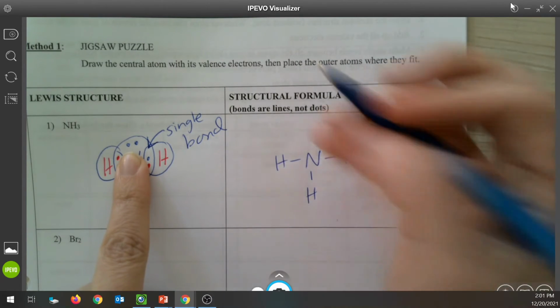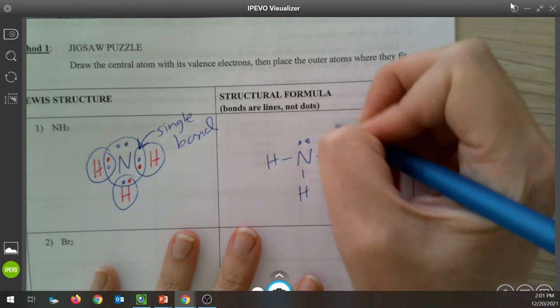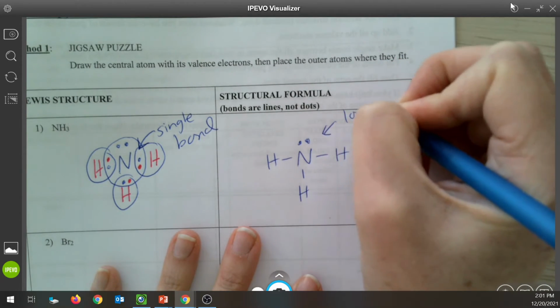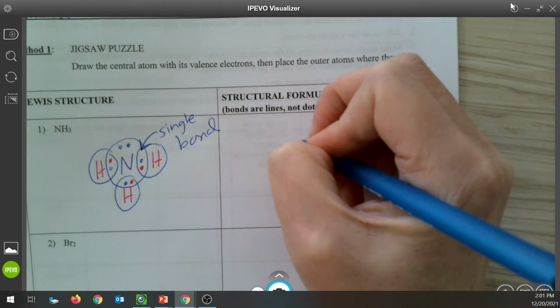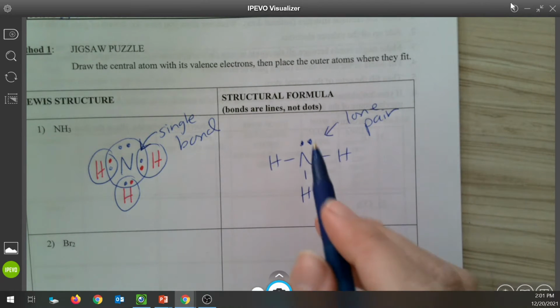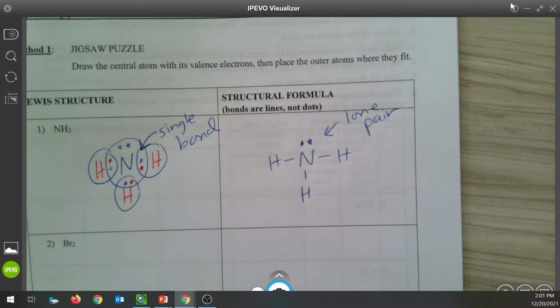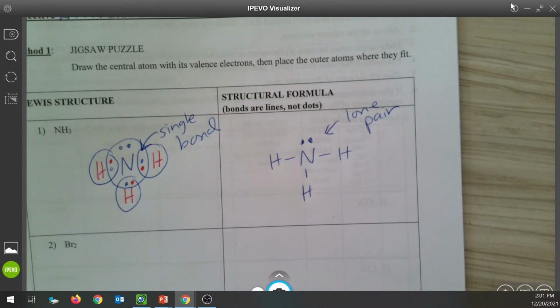The lone pair, the unbonded pair, has to stay as dots. Okay, you still have to keep that. And we call that a lone pair or an unbonded pair. And those play a bigger role in the shape of the molecule than you might think. So you do have to draw those. But it just goes quicker drawing the bonds as lines instead of dots.